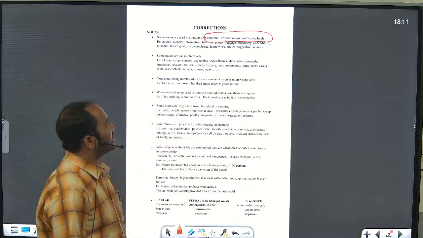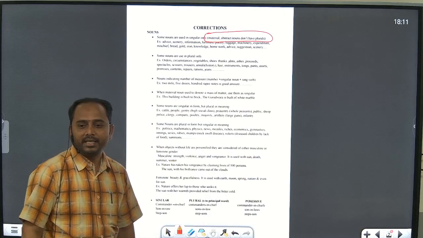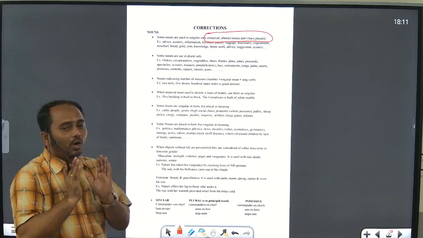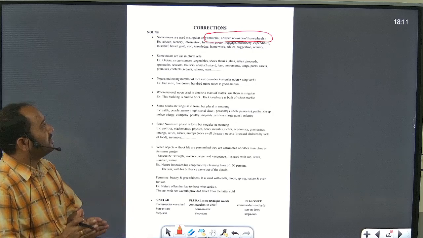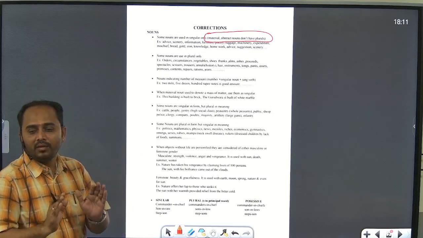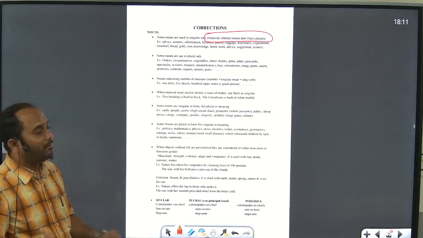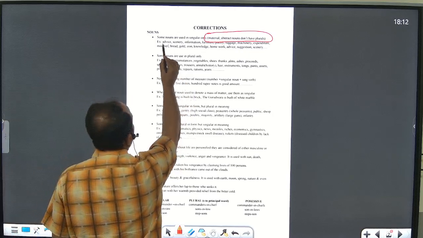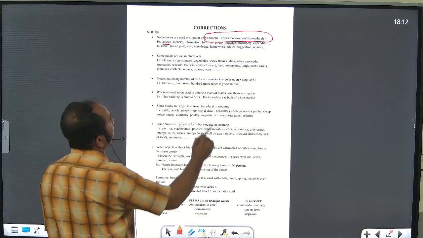Material nouns and abstract nouns are always used as singulars only. We never use them as a plural form. So what are those words? Example, advice. It is an abstract noun.